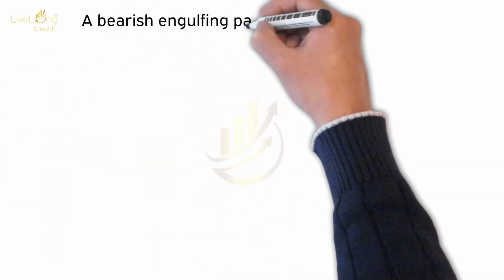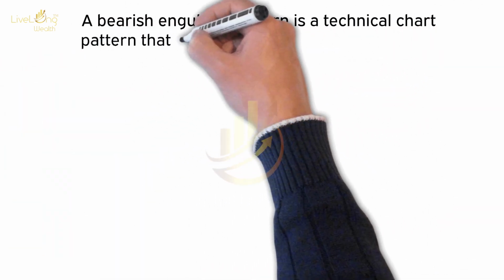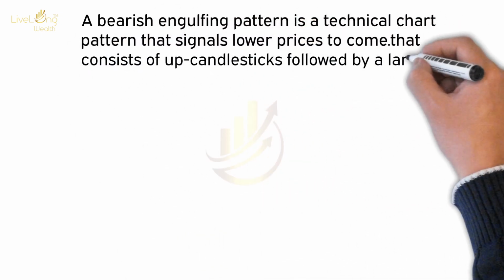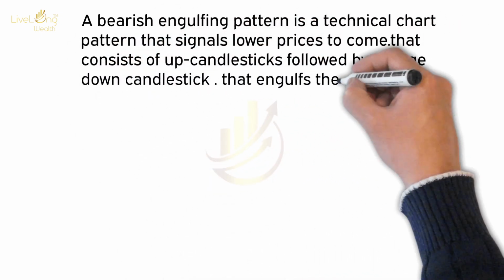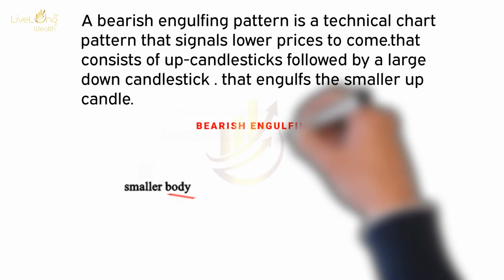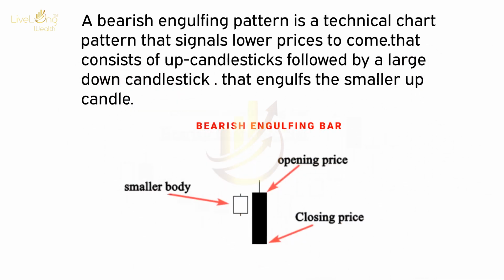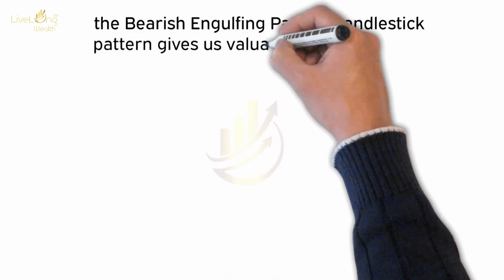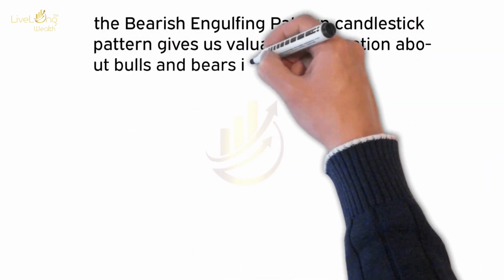A bearish engulfing pattern is a technical chart pattern that signals lower prices to come. That consists of up candlesticks, followed by a large down candlestick that engulfs the smaller up candle. The bearish engulfing candlestick pattern gives us valuable information about bulls and bears in the market.